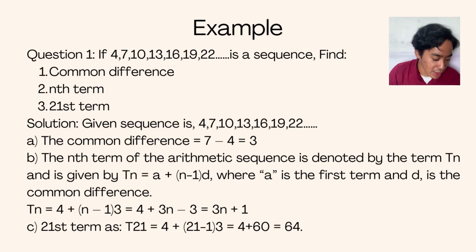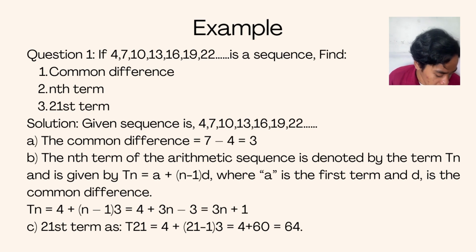Okay, the next is example. Question number 1: if 4, 7, 10, 13, 16, 19, 22, and so on is a sequence, find the common difference, nth term and 21st term. The solution: given sequence is 4, 7, 10, 13, 16, 19, and 22. The common difference is A2 minus A1. So the common difference is 7 minus 4 is equal to 3.